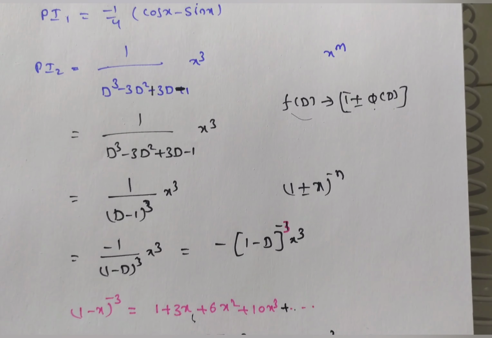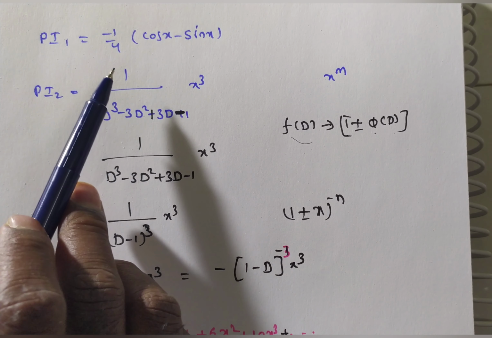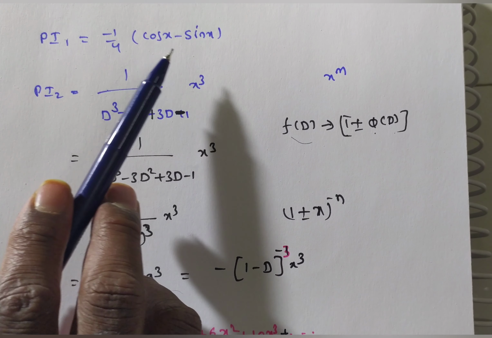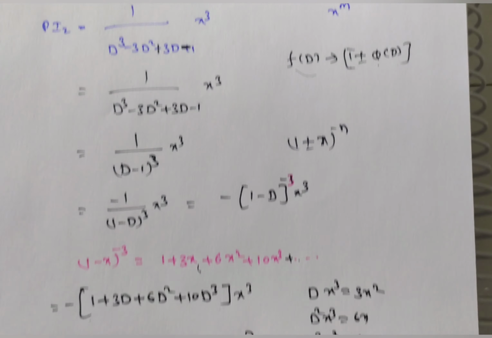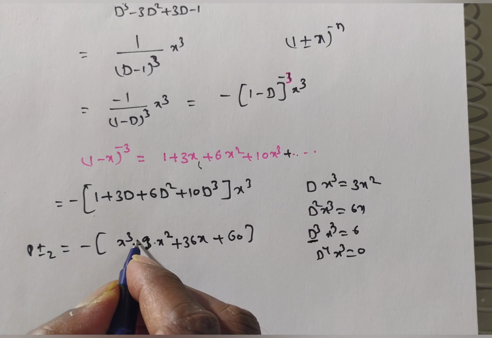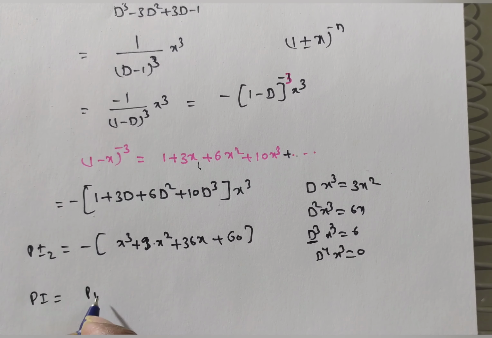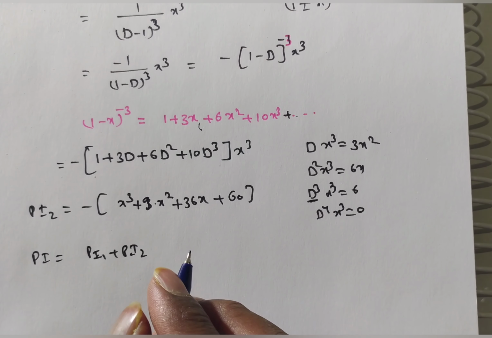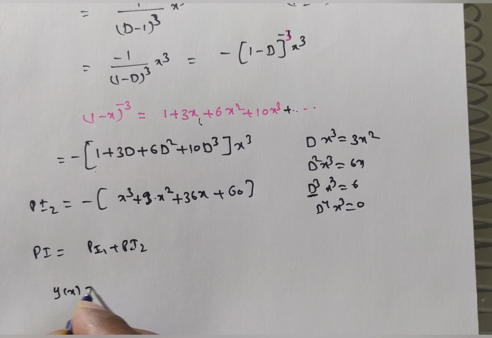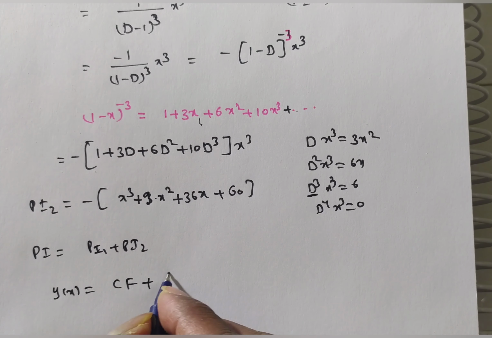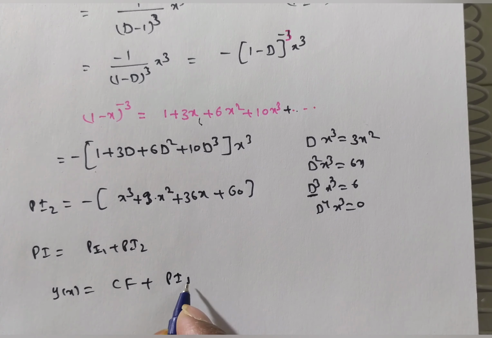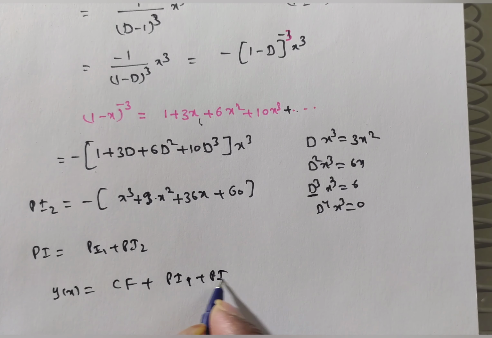Previously we have particular integral 1 is minus 1 by 4 times of cos x minus sin x. Hence friends, this is plus, sorry. Okay, now the particular integral finally will be PI1 plus PI2. Hence the general solution is y of x is equal to complementary function plus particular integral. Yes or no? Particular integral is PI1 plus PI2.